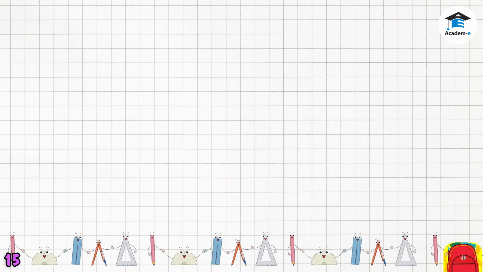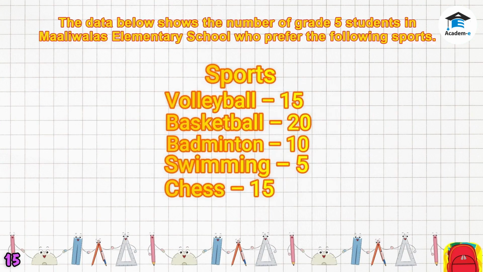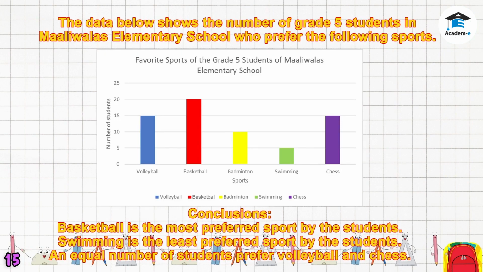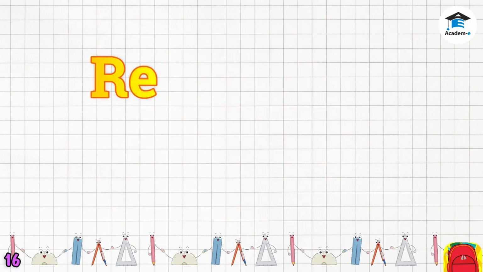Let's practice. The data below shows the number of grade 5 students in Maliwala's elementary school who prefer the following sports. Conclusions. Basketball is the most preferred sport by the students. Swimming is the least preferred sport by the students. An equal number of students prefer volleyball and chess.